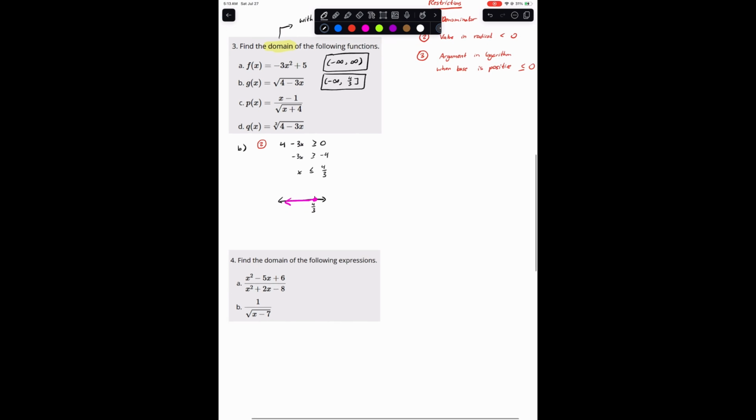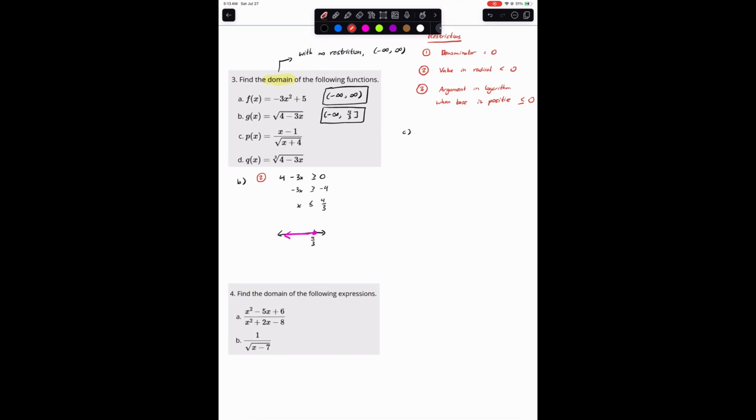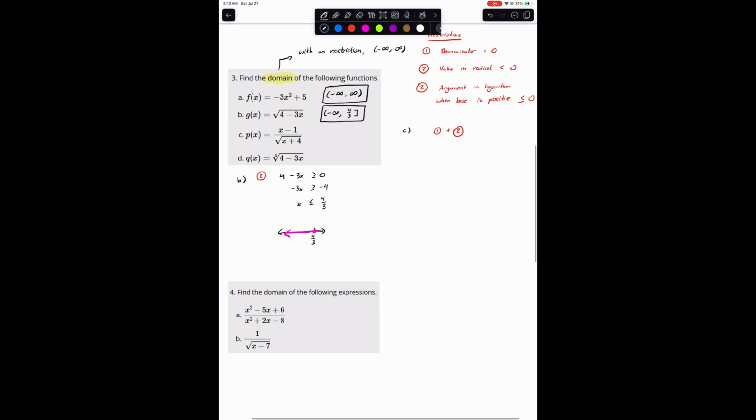Okay. Now part C, we actually have a combination of 2 restrictions. It's 1 and 2. The radical, right? The x plus 4. So we know that x plus 4 has to be greater than or equal to 0, right? But the denominator says it can't be 0. And the only time the denominator can be 0 is when x plus 4 itself is 0.